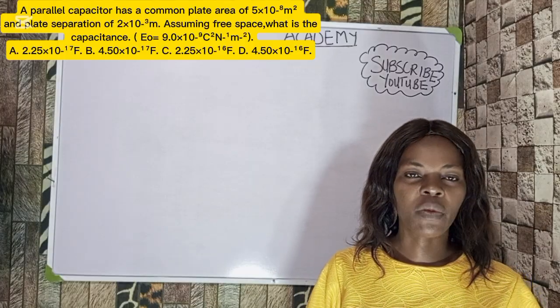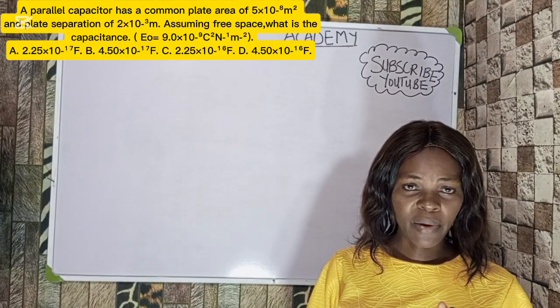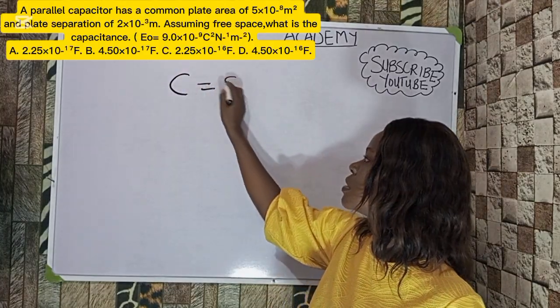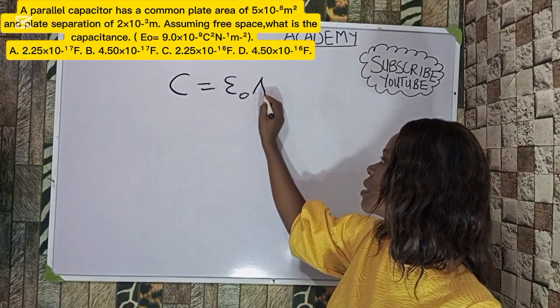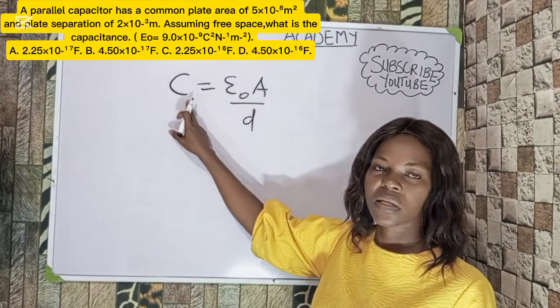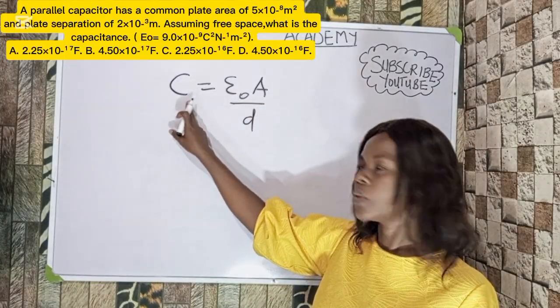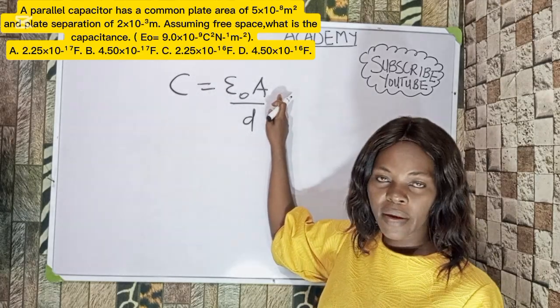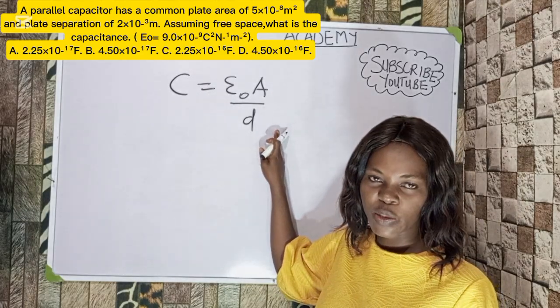So this equation of a parallel plate capacitor is given by C is equals to epsilon 0 A over what? D, right? So this is what? The capacitance of a capacitor. This is the permittivity of free space. This is what? The area, and this is what? The distance between the plate.